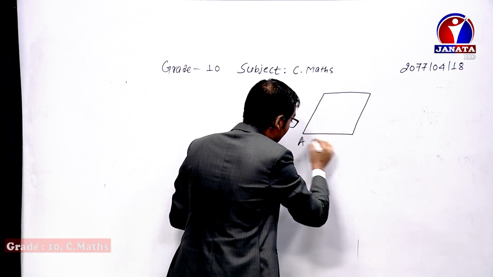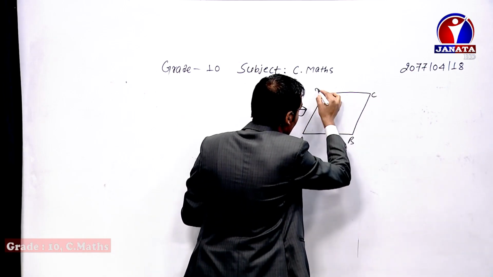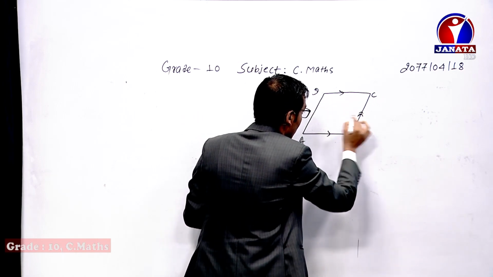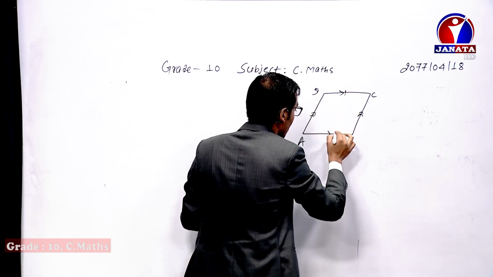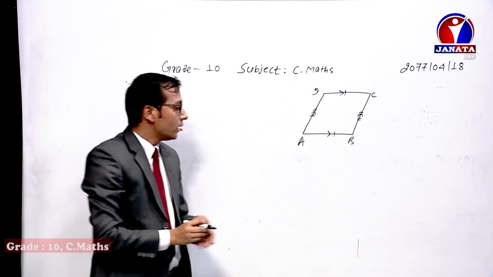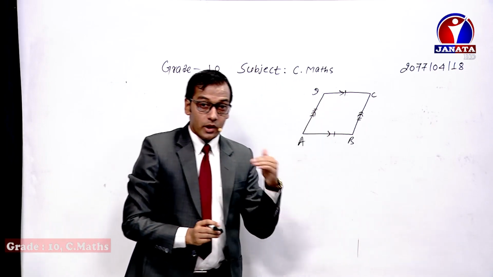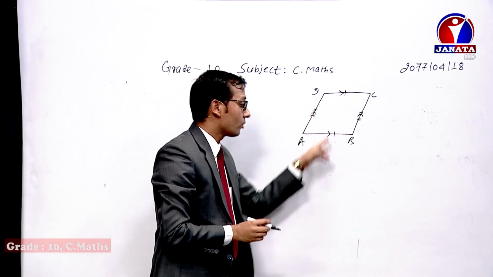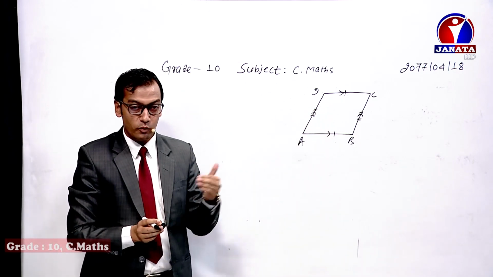In a parallelogram, opposite sides are equal and parallel. So these two are opposite sides. These two are opposite sides which are equal. AB and DC are opposite sides of this parallelogram which are equal to each other and parallel.